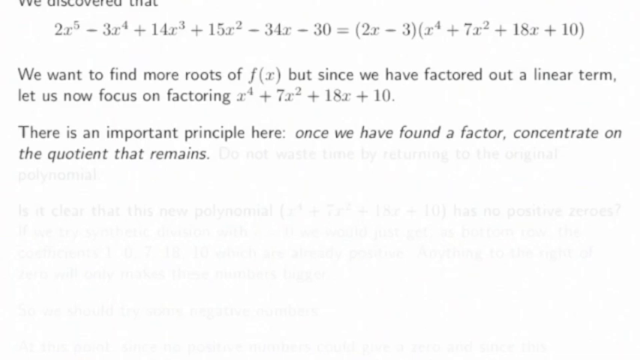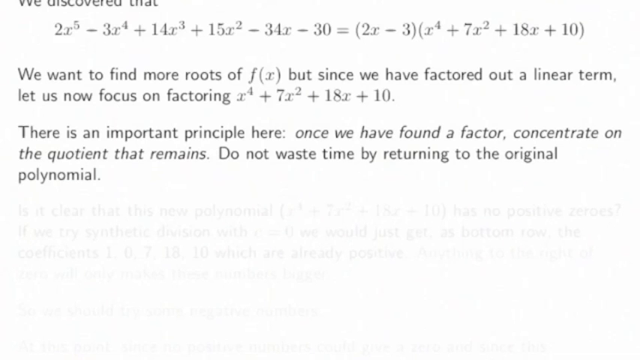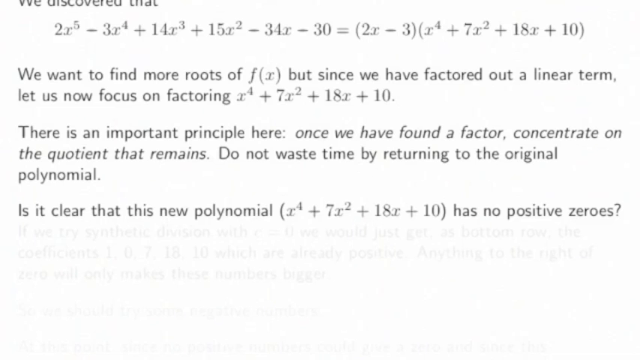All right, so we found this factoring. We need more roots. But since we factored out a linear term, let's focus on this fourth degree polynomial that's left over. There's an important principle here. Once we've found a factor, concentrate on the quotient that remains. Do not waste time by returning to the original polynomial. All right, so we have this new polynomial, x to the fourth plus whatever.